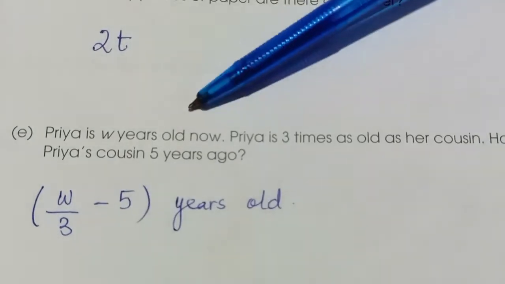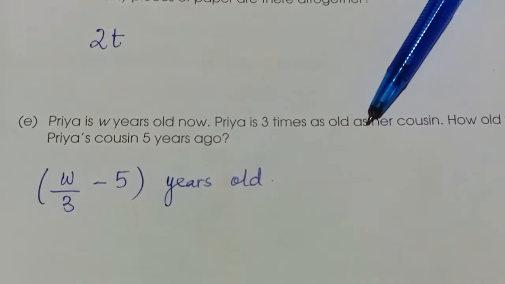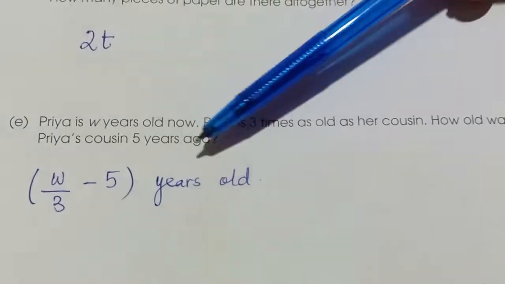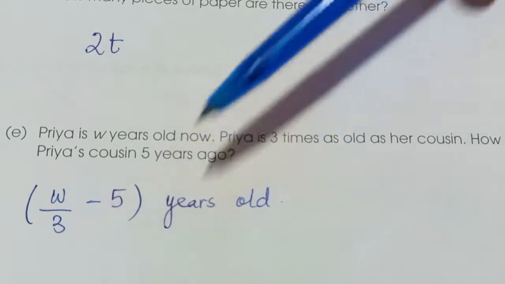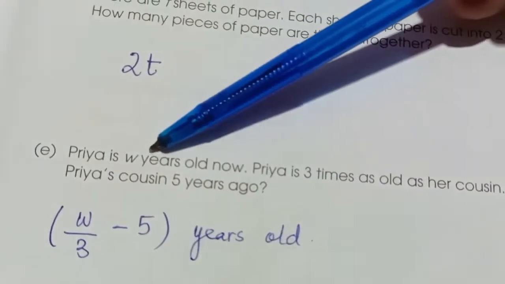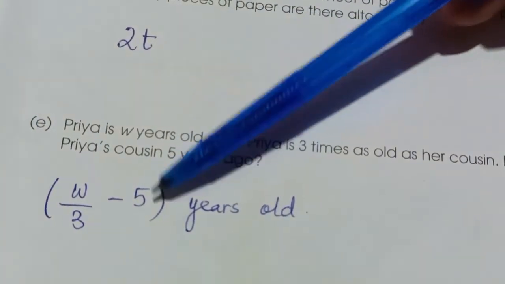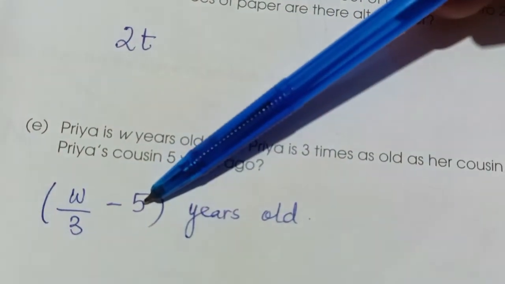Priya is w years old. Priya is 3 times as old as her cousin. How old was Priya's cousin 5 years ago? W upon 3, because Priya is 3 times as old, and w is the age of Priya. Five years ago, so minus 5.